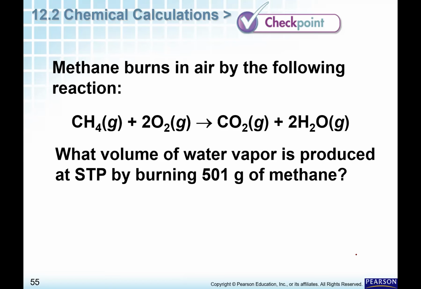Methane burns in air by the following reaction. And you know that any hydrocarbon, carbon and hydrogen molecules or compounds or whatever you want to call it, reacts with oxygen in a combustion reaction, they will always produce carbon dioxide and water. Good? The question is, what volume of water vapor is produced at STP by burning 501 grams of methane?